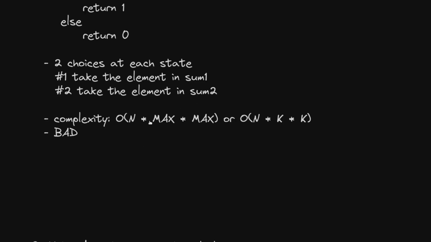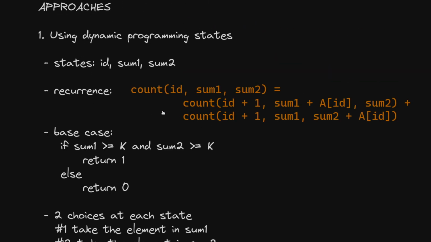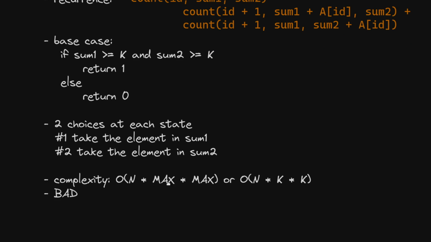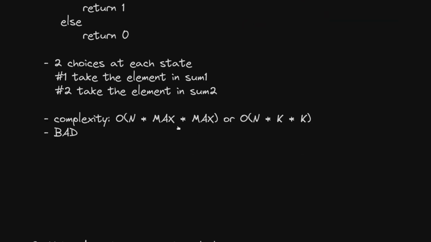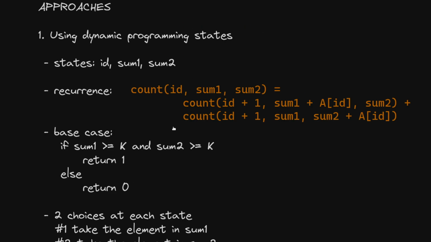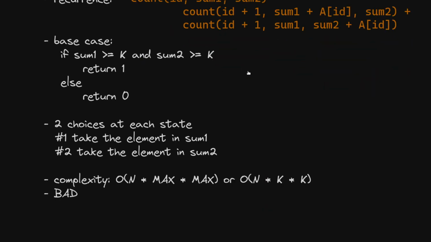The time complexity for this will be n times the maximum value that sum1 can take, multiplied by the maximum value that sum2 can take. In this case, since the array elements are arbitrarily large, this value can be up to a billion. We can also reduce this to k, because we only care about sum1 and sum2 being at least k, so if they exceed k, this condition is going to be valid for any value of sum1 greater than or equal to k or sum2 greater than or equal to k.